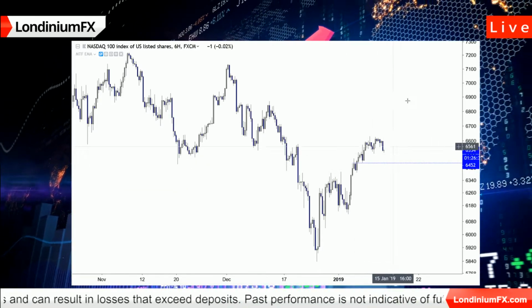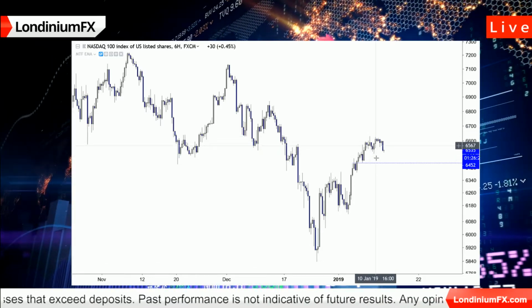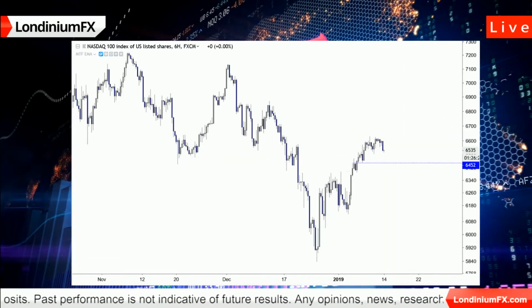Here's the Nasdaq, and the Nasdaq again, much like the S&P, is in short-term uptrend above 64.52. It might just bounce from here, but my preference is just wait for consolidation and then potentially sell.